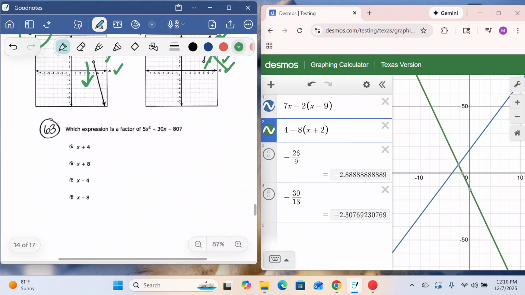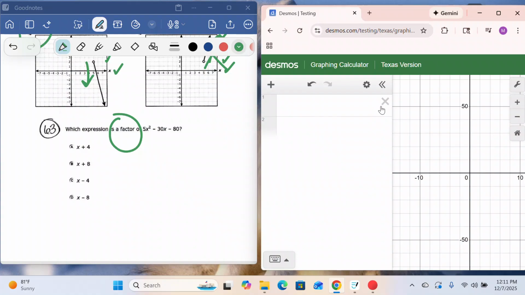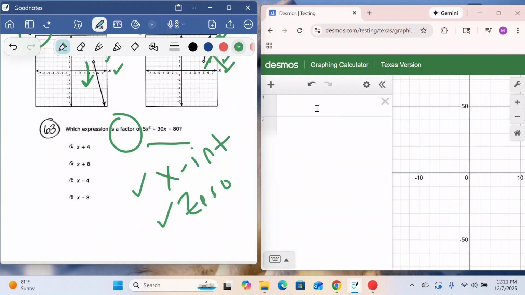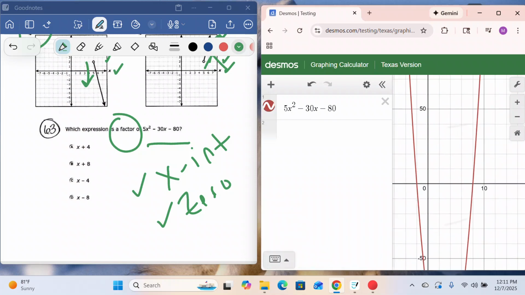If I look at number 63, 63 is a factor. Remember that it has to pass through our x-intercepts. So what I would do is I would graph this one and find out which one passes through my x-intercepts or my so-called zeros. So x-intercept or 0. So I would input this one into Desmos. Let Desmos do the work for us. Minus 80. And there it is. It gives us our zeros.